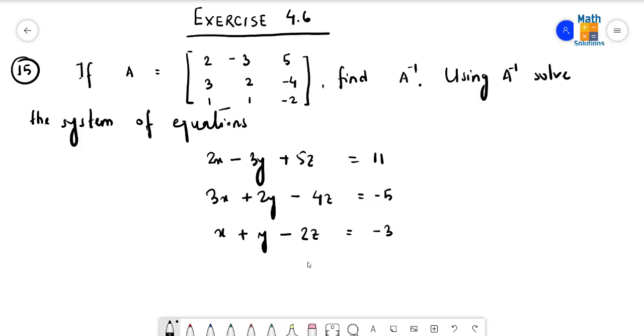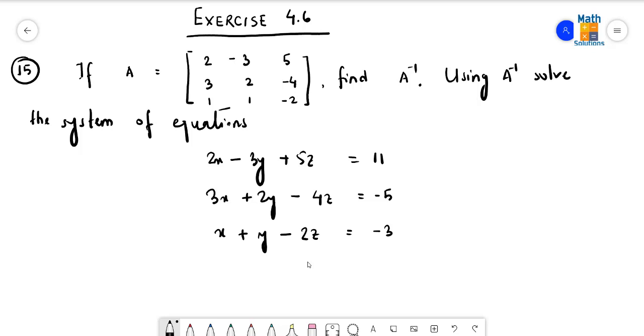Hello everyone. Through this video we are going to discuss question number 15 and question number 16 of exercise 4.6. And along with this I'm going to pick up an important question from the miscellaneous exercise which is based on solution of system of linear equations. So we proceed with question number 15 of exercise 4.6 first.